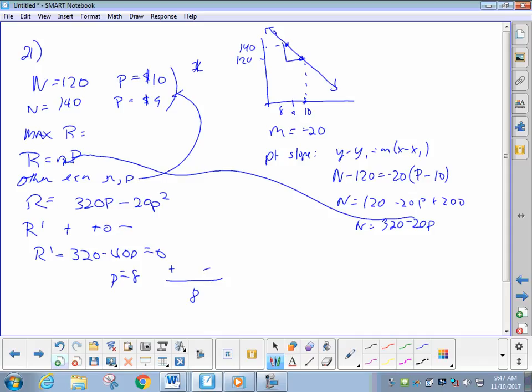Finally, just answer the question. Is it what price, or what's the maximum revenue? They say what price, so I conclude the price that maximizes revenue is $8. Cool. And then what else?